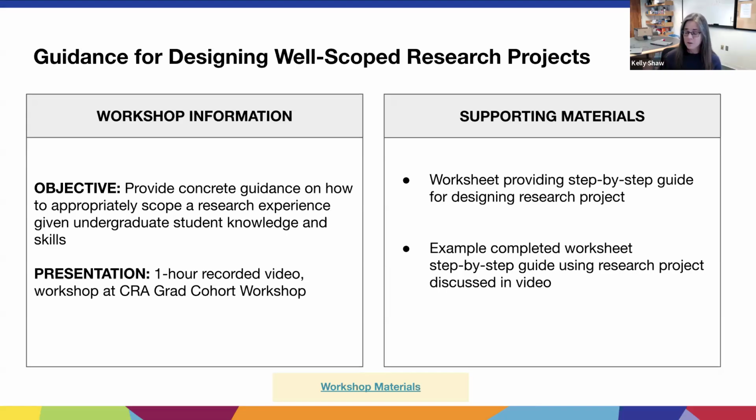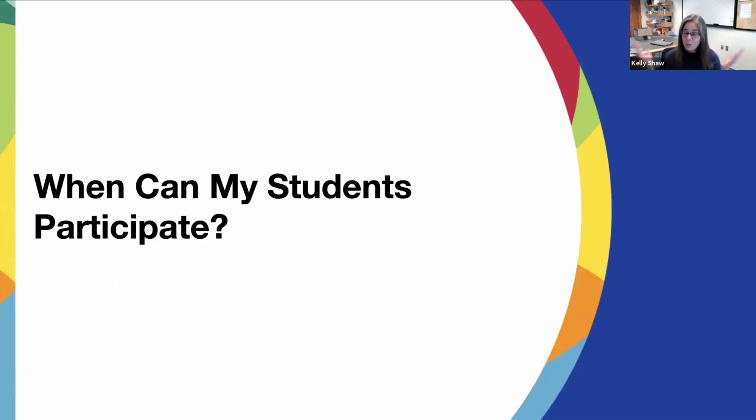So the grad student or you can work through it. And we also have an example completed worksheet that is filled out using the example from the video. Those resources are available online and Julia will make them available, but this link also has them. So hopefully I've described enough that you are now thinking, okay, I want to use UR2PhD to bring on my undergraduate student researchers and have my grad students mentor them if I have grad students. So how do we make that happen?